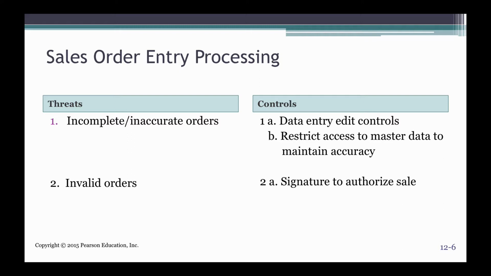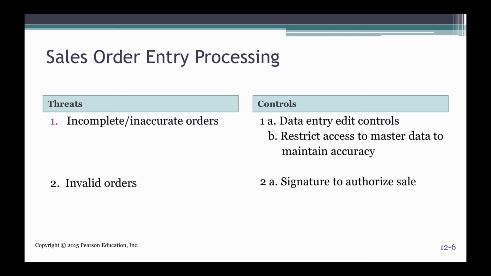First, the sales order might be incomplete or inaccurate. What shall we do? We need to ensure that there is some kind of control over data entry edits. I hope you still remember what we discussed earlier in the previous chapters about preventive, detective, and corrective controls. And then we restrict access to the master data to maintain accuracy. So not every employee has access to the master data.